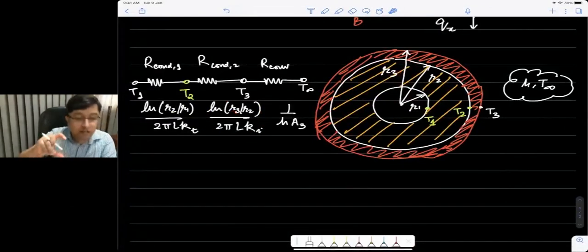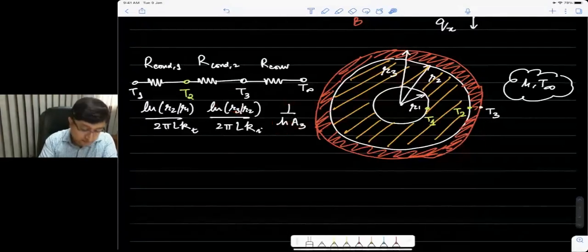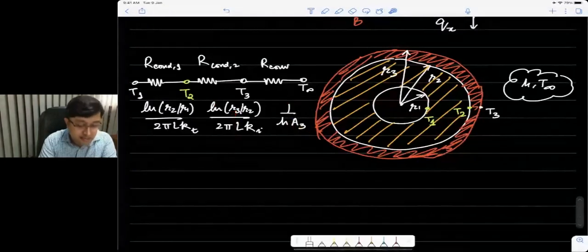We are trying to see what should be the outer radius of this insulation, what should be a good number for that. Even though log R3 will increase, I can also see that A3, which is proportional to R3, will also be increasing. So the convection resistance will actually decrease. The conduction resistance increases, convection resistance decreases.